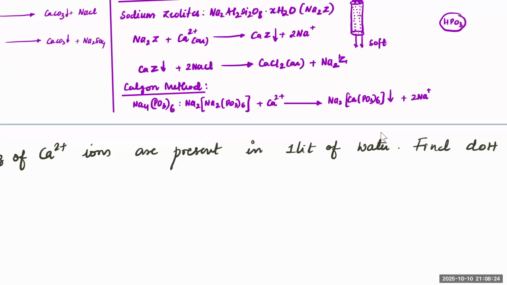Calgon is mainly used when the water is very hard, correct? Especially due to permanent hardness, like sulfates. High concentration of sulfates are there, correct? In that case, this is mostly used.